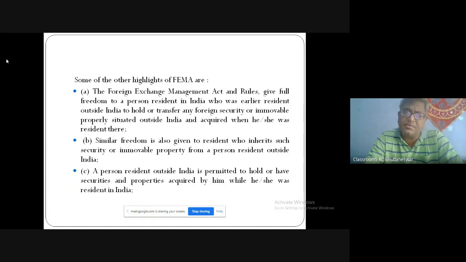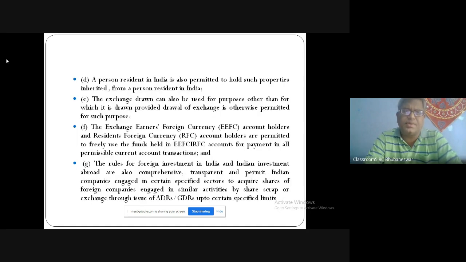FEMA has certain rules regarding freedom given to residents who have been exporting their goods, and a person resident outside India is also permitted to hold securities and properties. They can acquire properties from foreign countries. This is an open market approach by FEMA. And exchange can also be drawn for permitted purposes.